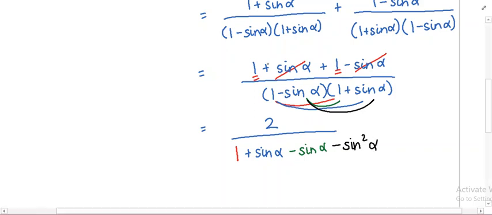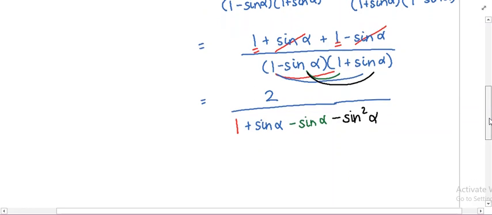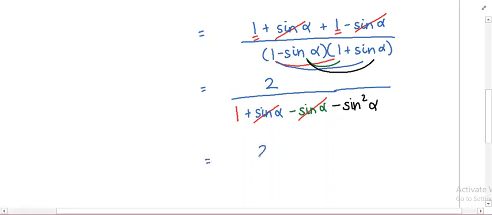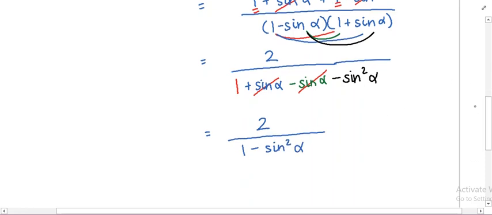So we went ahead and multiplied out the denominator. Hopefully that gets us closer to our goal here. In the bottom, I see a positive sine alpha and a negative sine alpha. These cancel, and you are going to be left with 2 in the numerator and 1 minus sine squared alpha in the denominator.